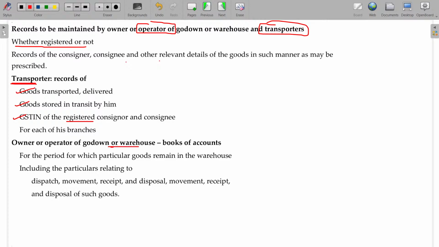In case of a godown operator, what he has to maintain are the books related to the goods received, from whom received, at what time you received, where you dispatched, movement and all these things you have to maintain.